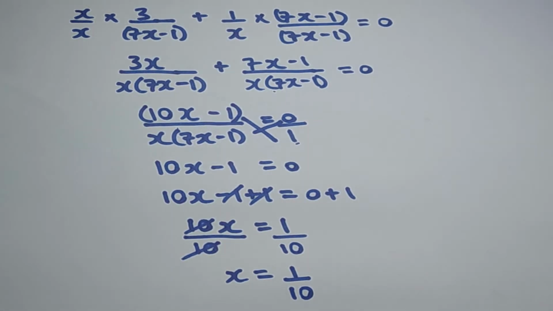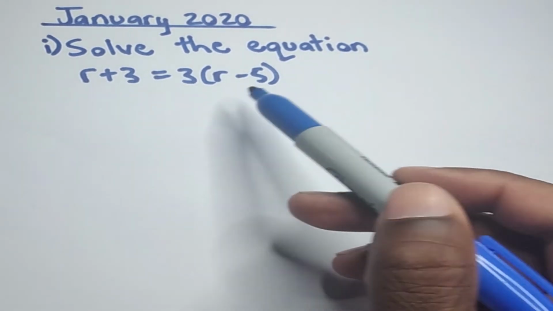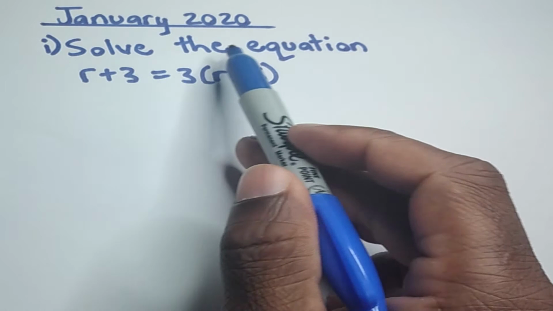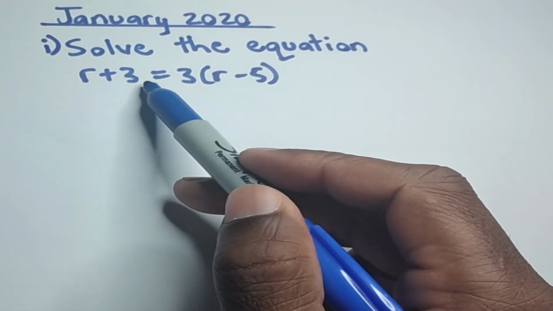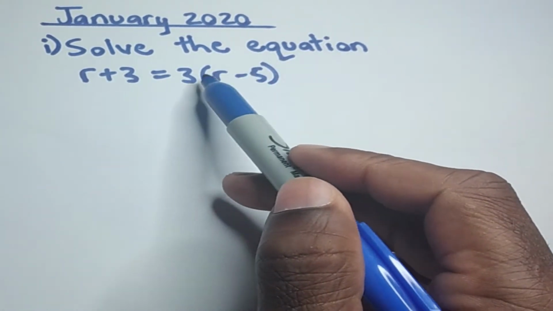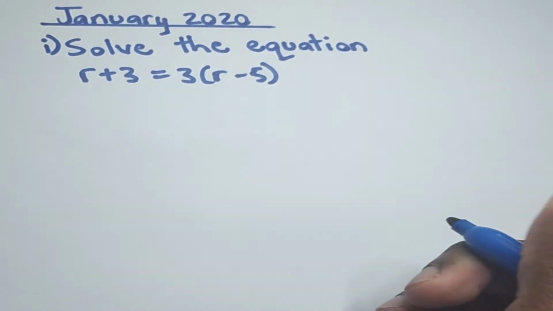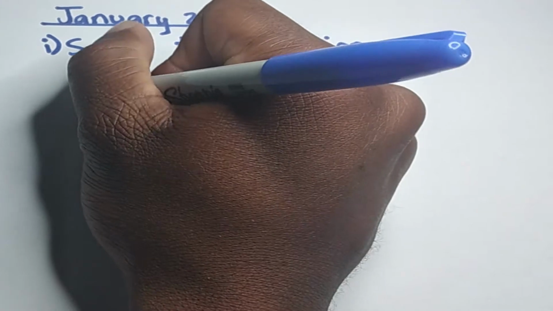Now let us look at the January 2020 paper. So this is part 1 of the question that was given. And in this part, they ask us to solve the equation r plus 3 is equal to 3 times r minus 5 in bracket. So what we are required to do first is to expand this bracket over here.